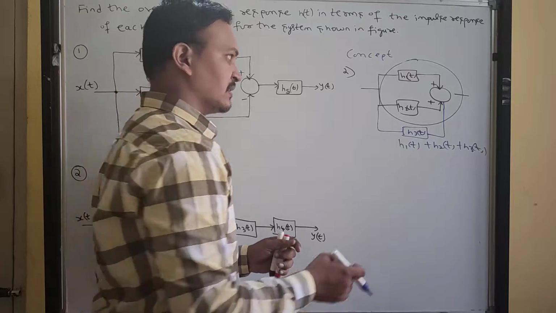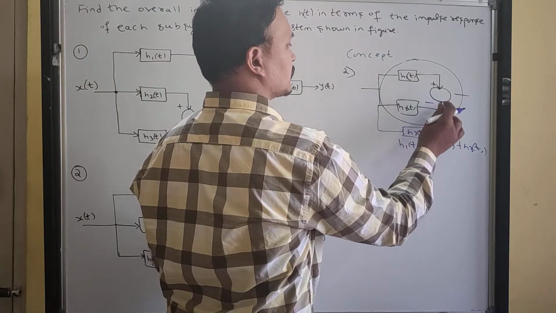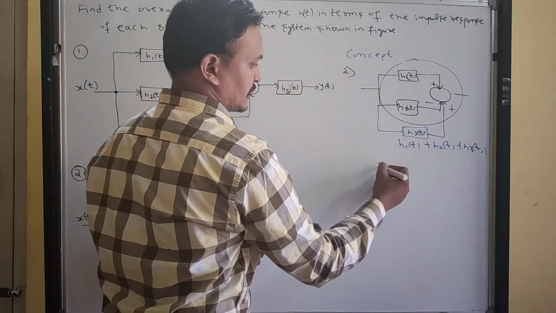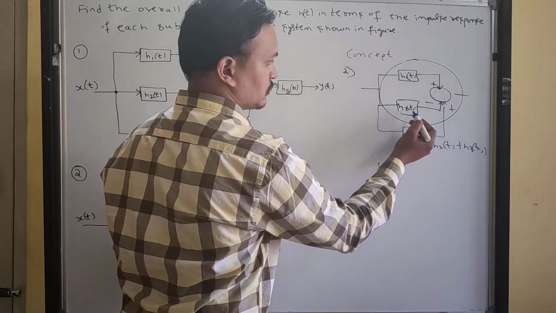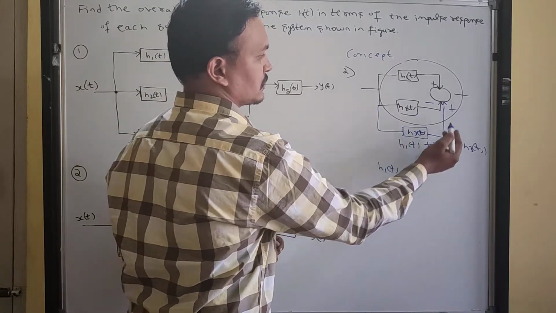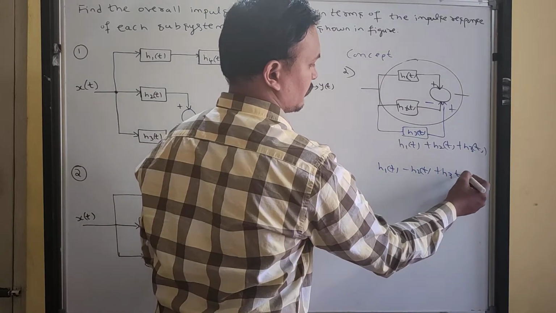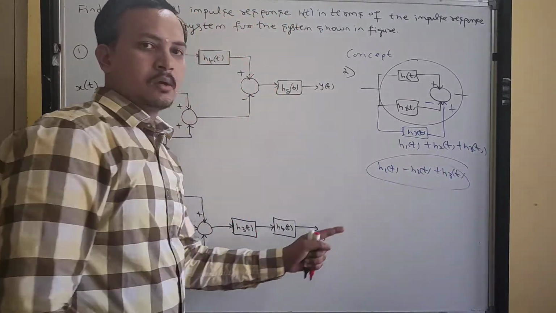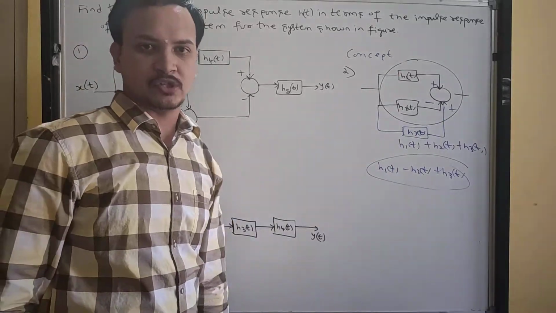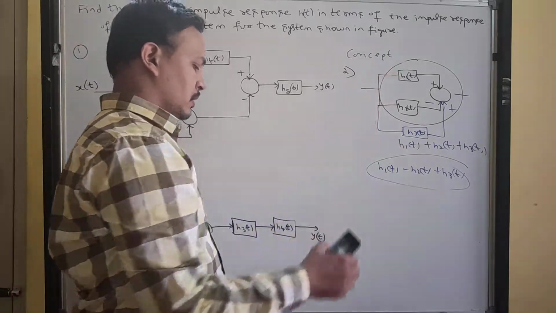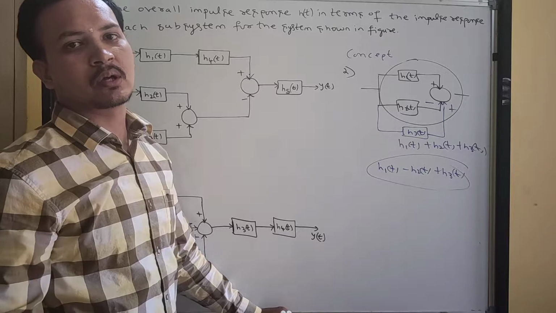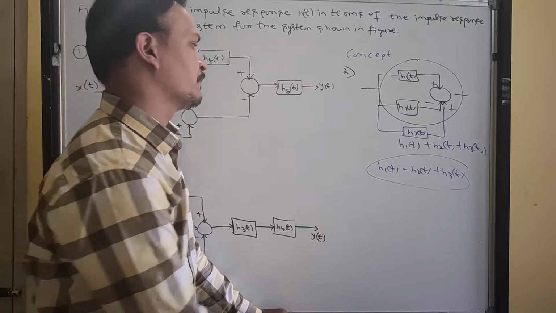If I connect another one also, then you can add h3 of t. Suppose I change the sign, so this is minus and this h3 of t is plus, then how to write? h1 of t, h2 of t is connected with minus, so minus h2 of t, h3 of t is connected with plus, so plus h3 of t. So this is the overall subsystem response. When they are connected in parallel, use addition and subtraction. When they are connected in series, use the convolution symbol.